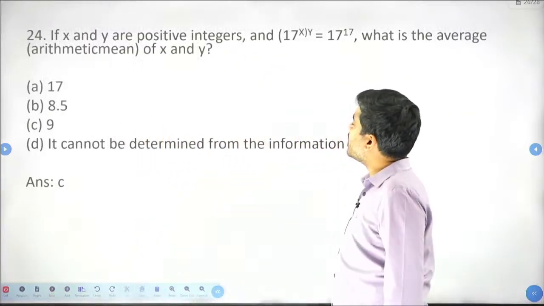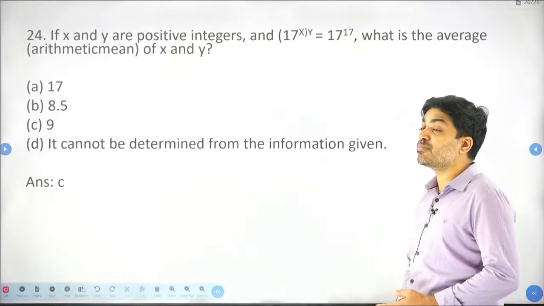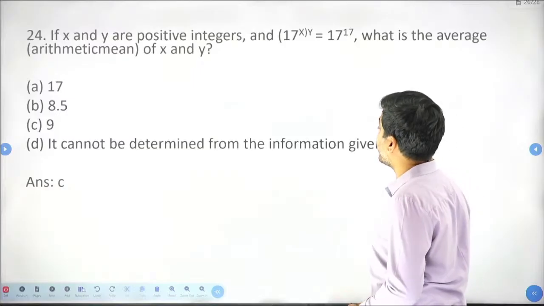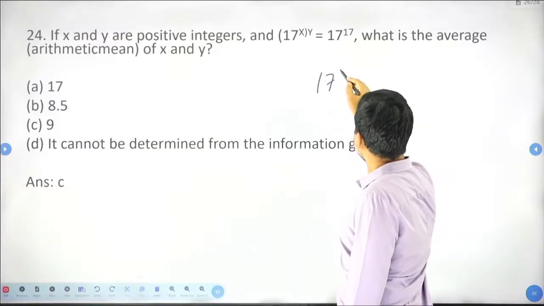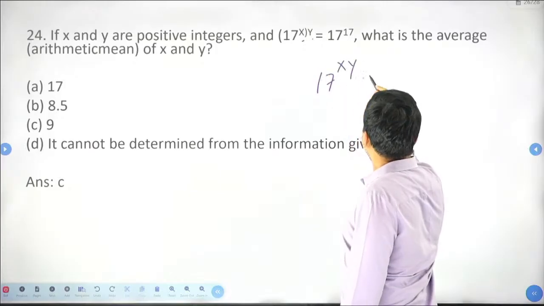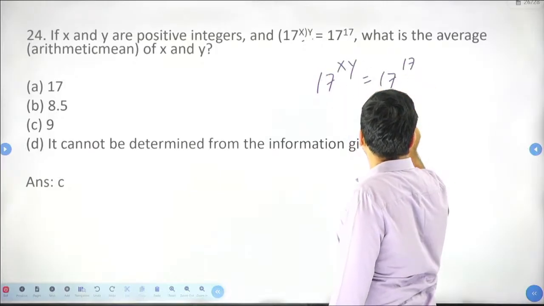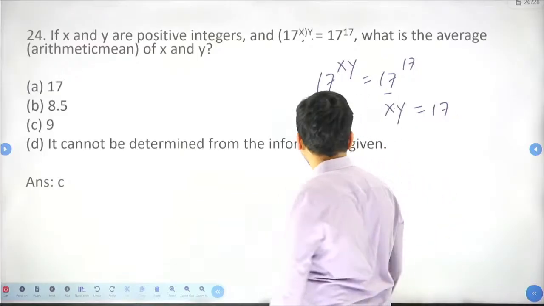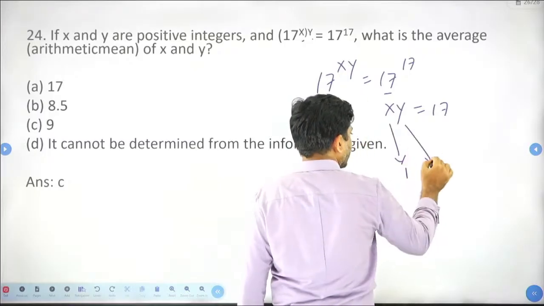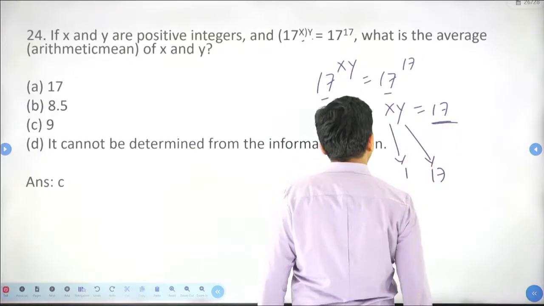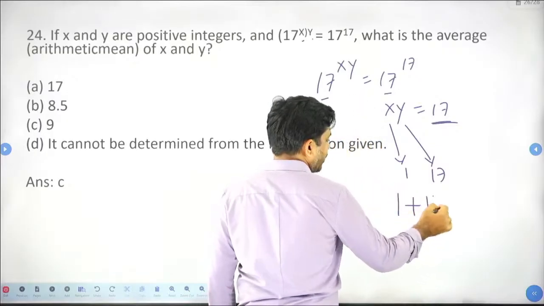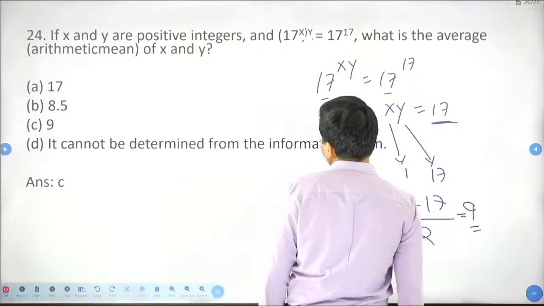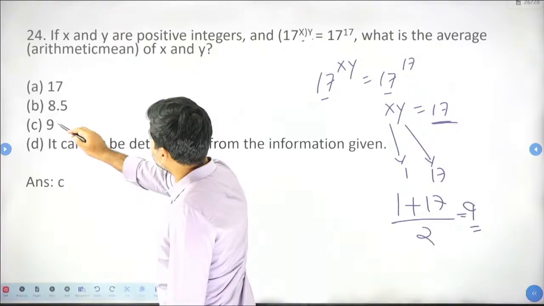If x and y are positive integers and 17 power x power y is equal to 17 power 17, what is the average of x and y? Simple question. X into y, xy. This side 17 power 17. So when bases are equal, powers are equal, so xy equal to 17. X is 1, y is 17 because this is a prime number. Now they are asking what is the average of these two. 1 plus 17 by 2, answer 18 by 2 means 9. Where is 9? Option C.